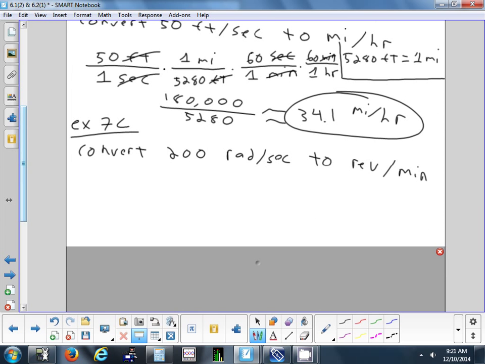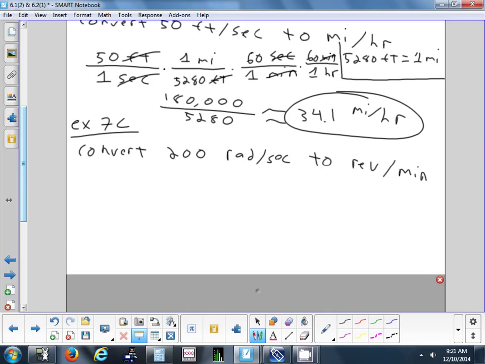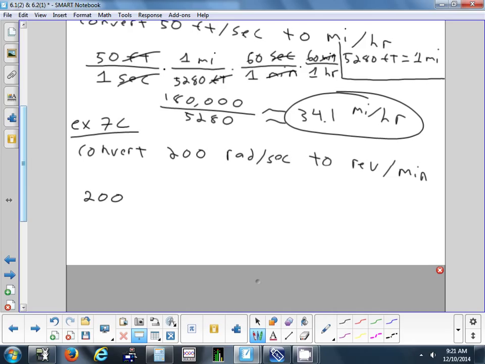Okay, let's try an angular velocity. We have 200 radians per second, and I want to convert it to revolutions per minute. So this is an object that's spinning around 200 radians in 1 second. Is that more than 1 revolution or less? What do you think?